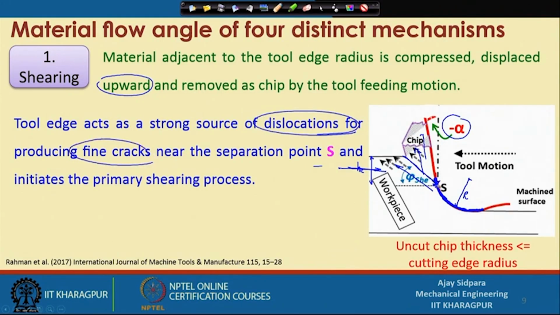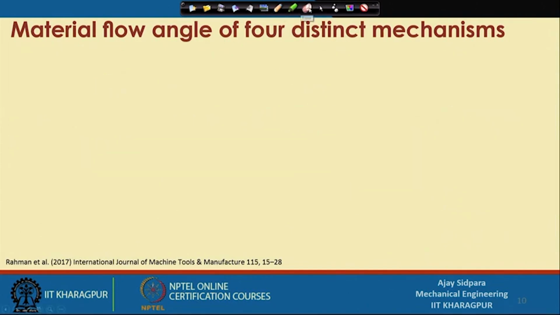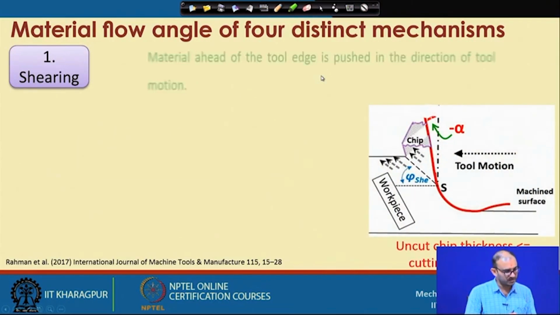So this is one arbitrary point we have found. Consider this is your uncut chip thickness region in this particular line, and then it will initiate a primary shearing process. So this is the way it will. This is your shear angle, and this is your shear plane, and your S is this particular point. So let us continue further in this.